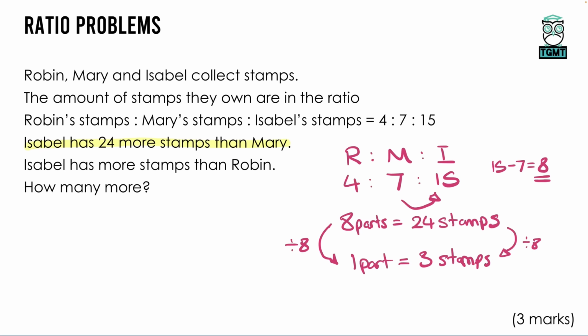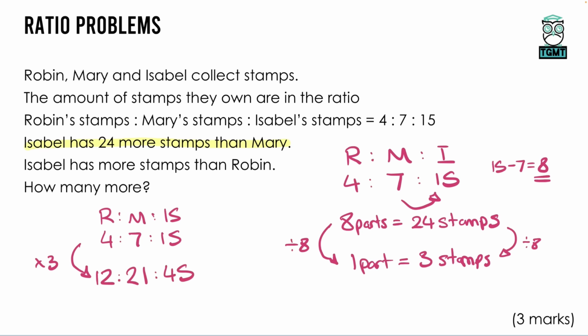Now we know the ratio, which is 4 to 7 to 15, and we've just worked out that each part is worth 3. So let's times them all by 3, like we did in one of our previous questions. So 3 times 4 is 12, 7 times 3 is 21, 15 times 3 is 45. It says Isabel has more stamps than Robin. How many more?